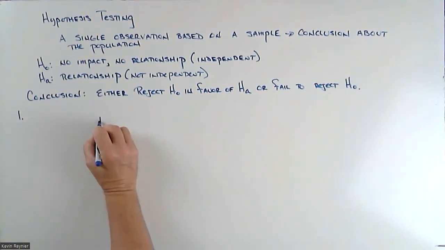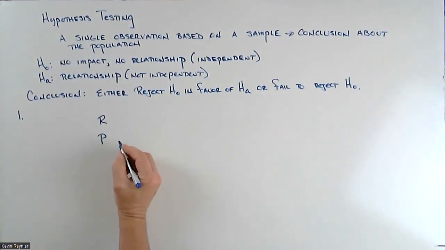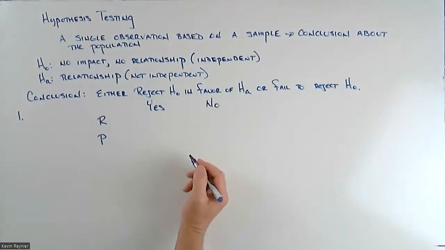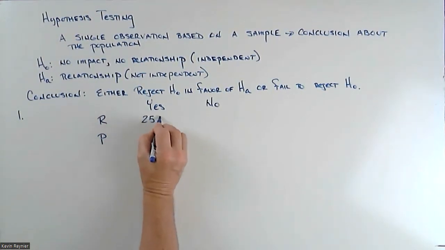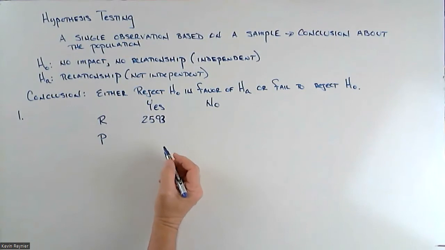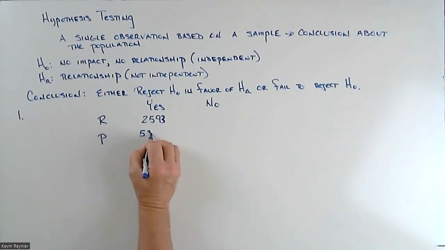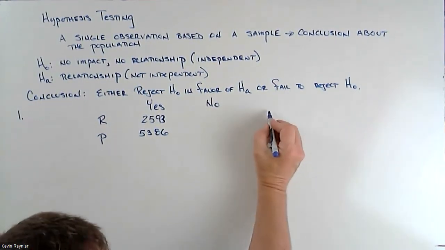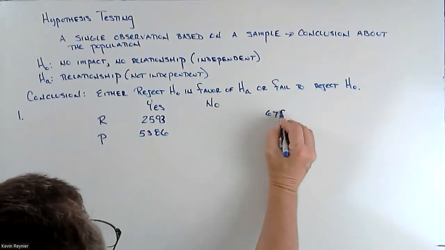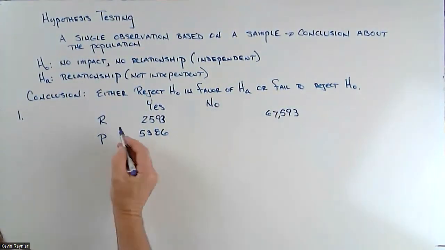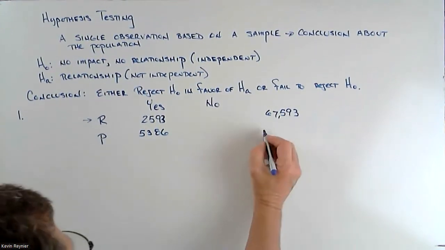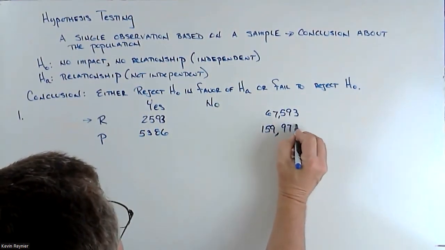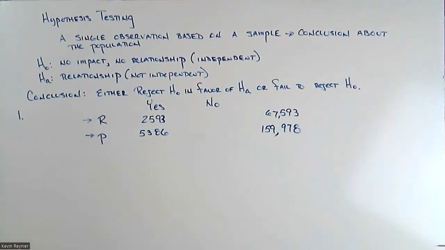And so we have our R drug and we have our P drug. And we have, yes, they had problems. No, they did not have problems. And we said there were 2,593 of those, and 5,386 of this. Now, we had a total of 67,593 individuals taking this drug here, and we had 159,978 individuals taking this drug here.